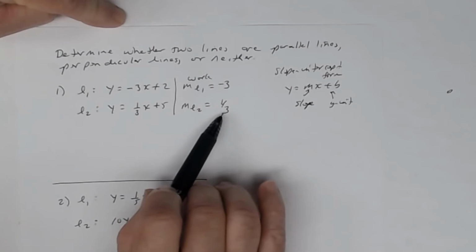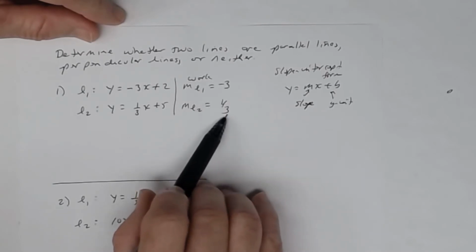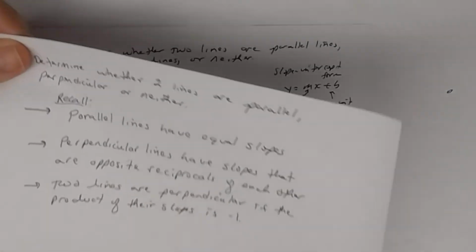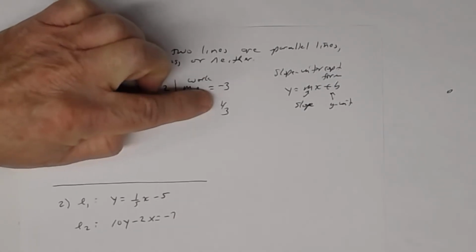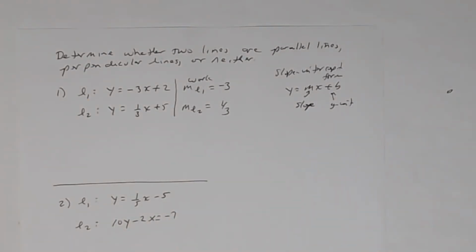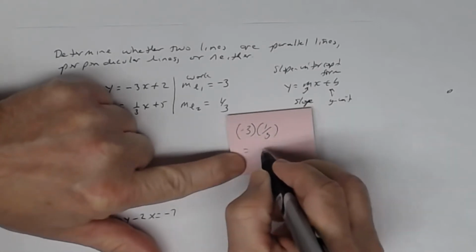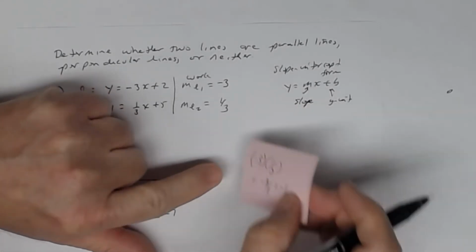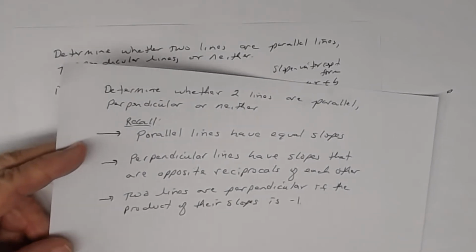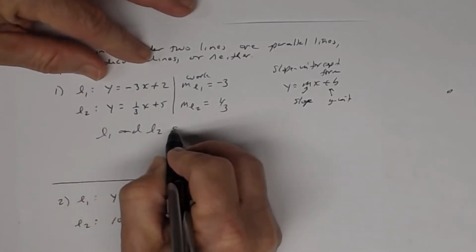They're not parallel because they have to be equal, but are they perpendicular? So look to see if they're perpendicular. The reciprocal of 3 is 1/3, and then ask yourself, is it the opposite reciprocal? So if this is negative, this has to be positive. So yes, they are opposite reciprocals of each other. And if you multiply -3 times 1/3, you get -3 divided by 3, which is -1, right? So the product of their slopes is -1, and if the product of their slopes is -1, the lines are perpendicular. So L1 and L2 are perpendicular.